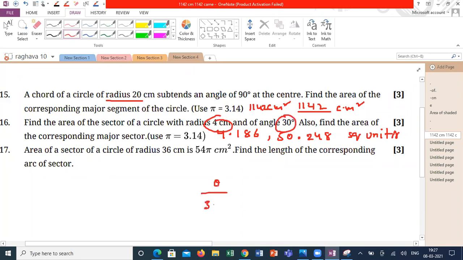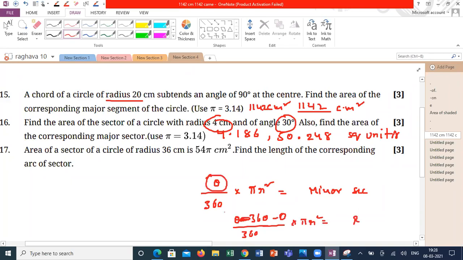So theta by 360 into pi r square will give the minor sector, and 360 minus theta by 360 into pi r square will give the remaining sector. It depends upon the theta value. Like this also you can do it, or total area minus the first sector area will give the major sector area. Go for the 17th question.